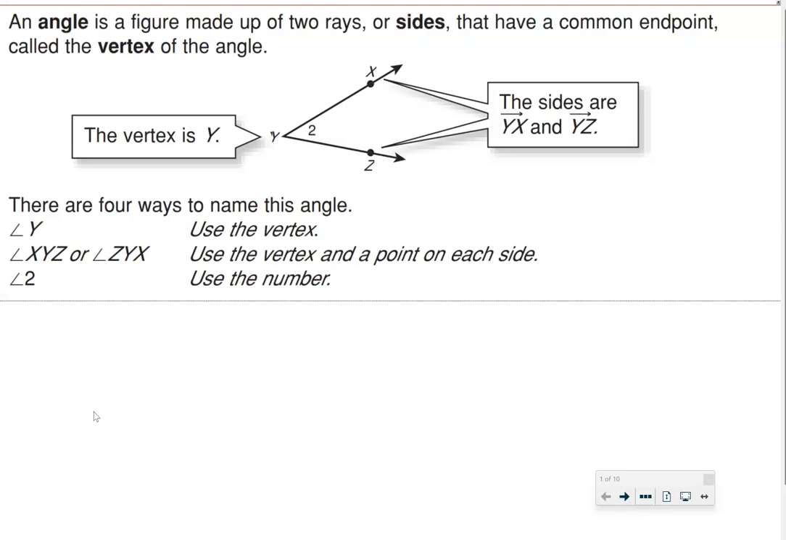And today we're looking at how to name angles. And later on we're going to talk about some angle pairs. But first we're going to talk about angles, how to name them, and different types of angles. So let's take a look here.